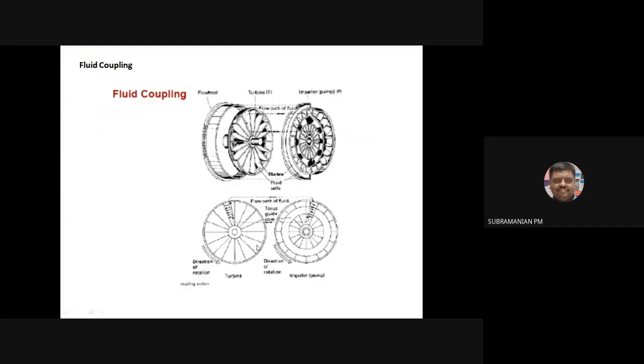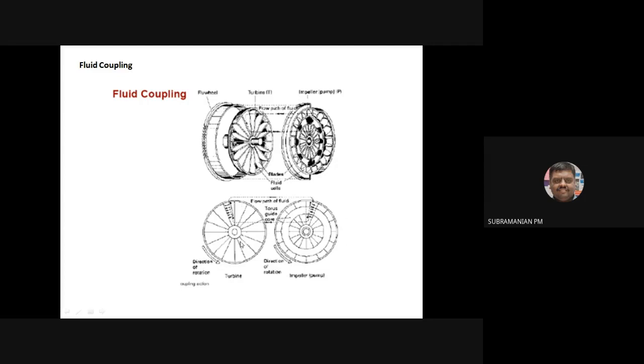So the fluid has maximum centrifugal force at this point, and it imparts motion to the blades of the turbine here. The force decreases, and the turbine starts rotating. The important point in fluid coupling is that both turbine and impeller rotate in the same direction. You can see the impeller rotating in this direction. The turbine also rotates anti-clockwise, the direction shown. So you have to remember, in fluid coupling, both impeller and turbine rotate in the same direction.